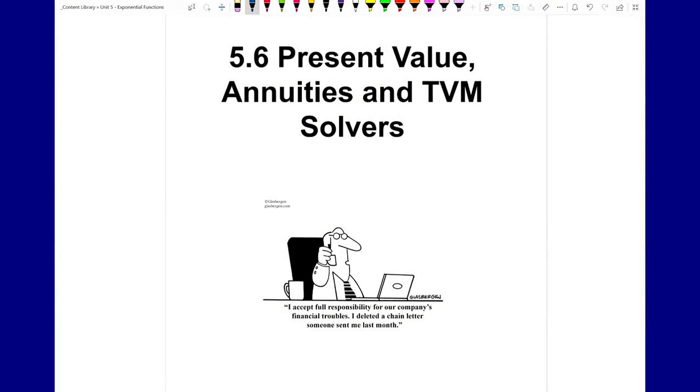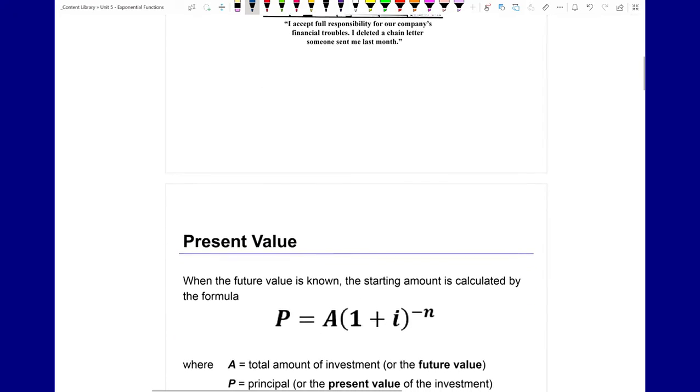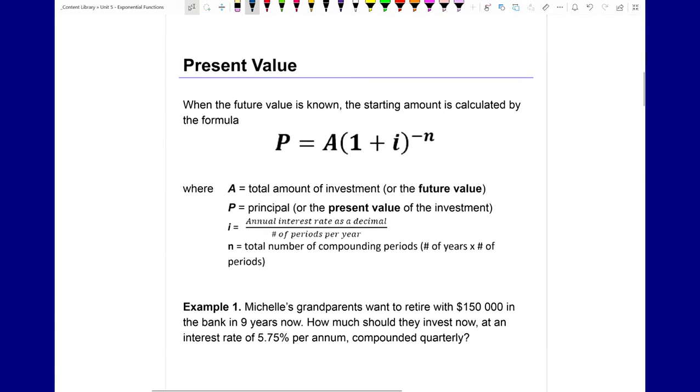In today's lesson, we are going to be looking at present value, annuities, and TVM solvers. There's going to be a few concepts in one, but they all relate to the same idea of calculating interest or calculating certain values based off of different interest scenarios. So the first thing we're going to look at is present value.